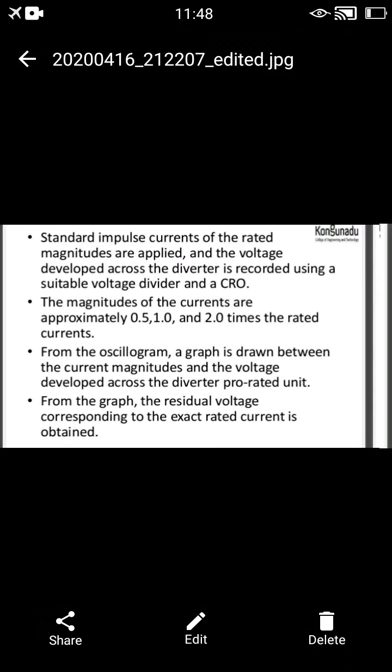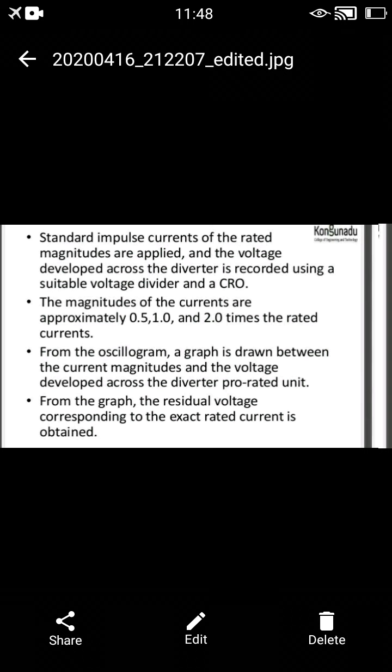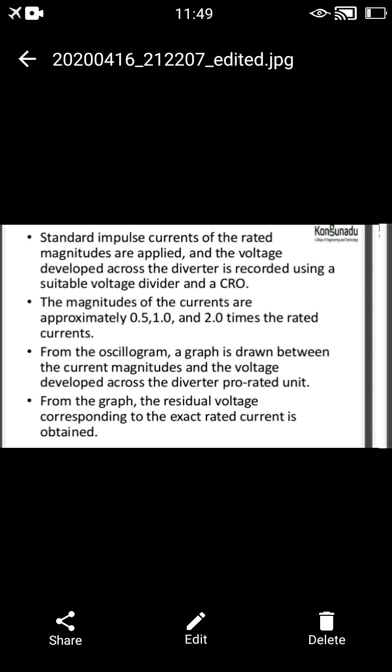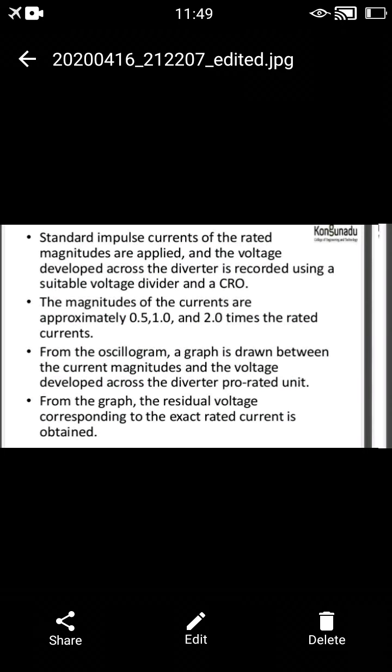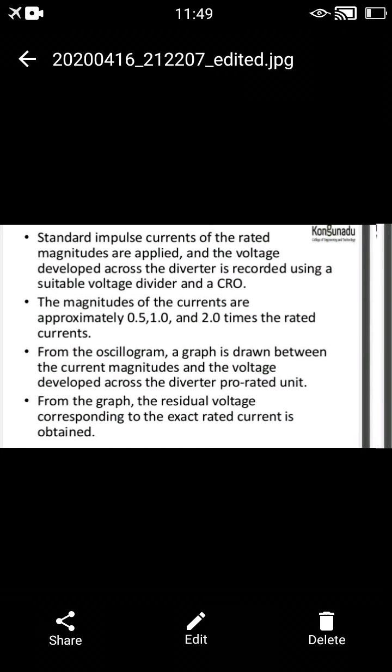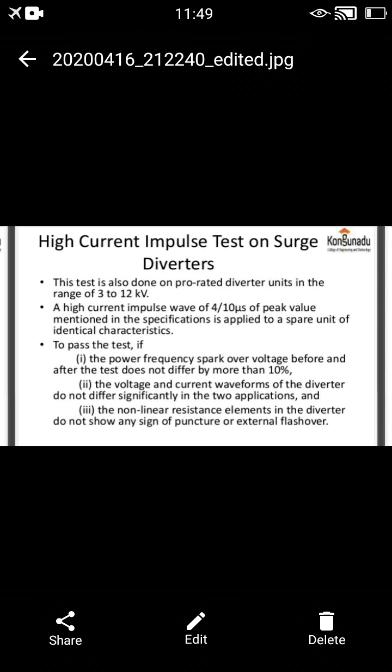From the oscillogram, a graph is drawn between the current magnitude and the voltage developed across the diverter prorated unit. From the graph, the residual voltage corresponding to the exact rated current is obtained, because as we know that V is equal to current into resistance. So this is called the residual voltage test.